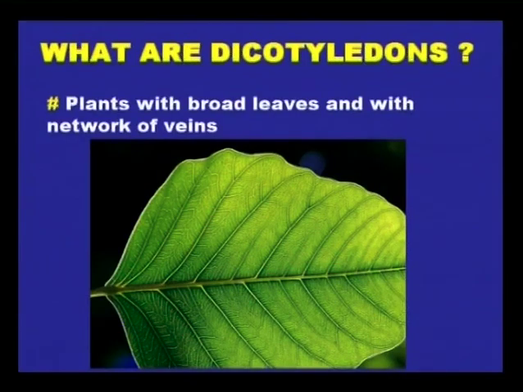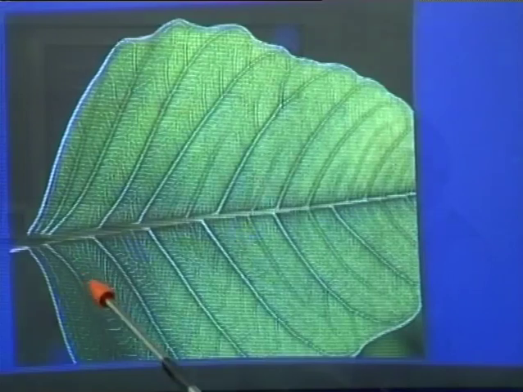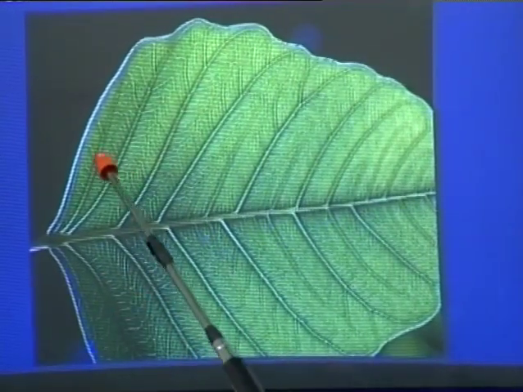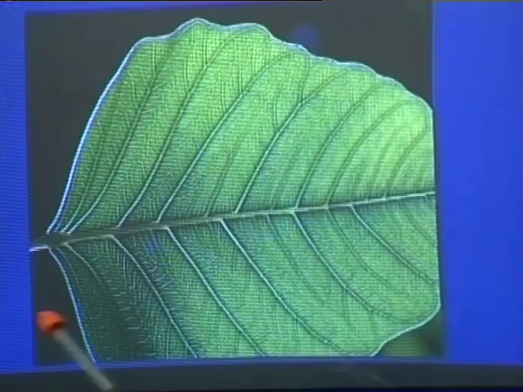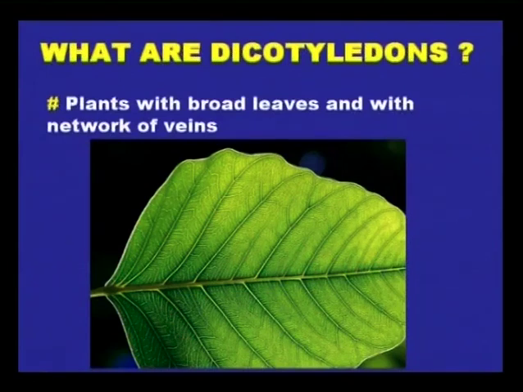Now, what are dicotyledons? Dicotyledons are plants with broad leaves and with a network of veins. They are plants with broad leaf, wide leaf, and a network of veins. You can see the network of veins there, in between those stripes of the root, or in between the bigger vein network of the roots. So plants with those type of leaves, broad leaf, are dicotyledons.